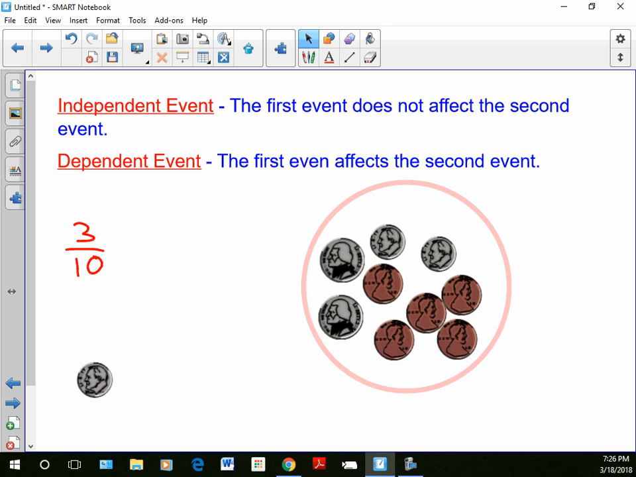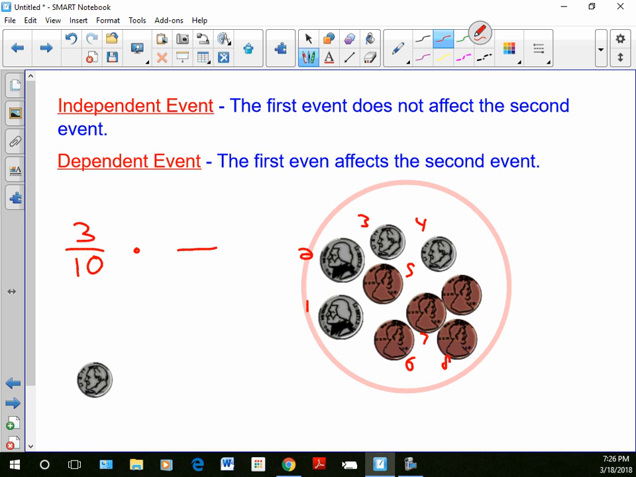Then I pull from the bag again. The second event, how many coins are in the bag? Well, there's 1, 2, 3, 4, 5, 6, 7, 8, 9 in the bag. The bottom number has to be 9. And how many of those are quarters? Excuse me, dimes. 1, 2 dimes. Okay, so that's why the top number would be 2.